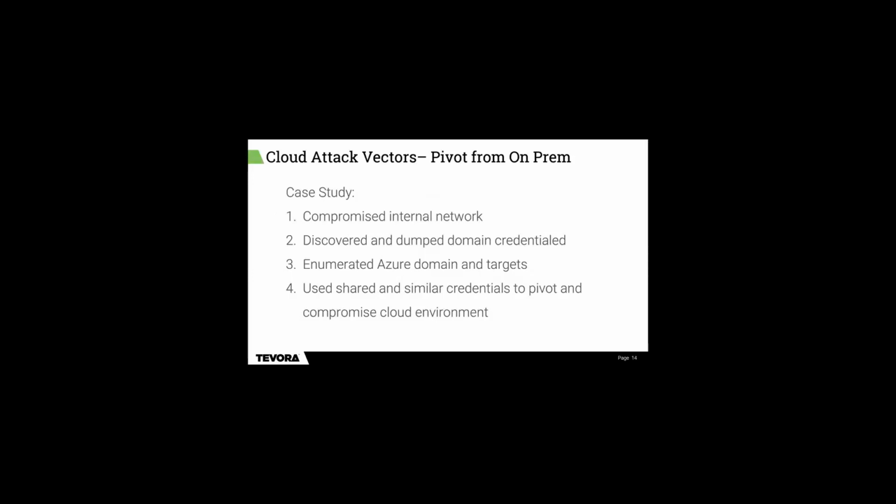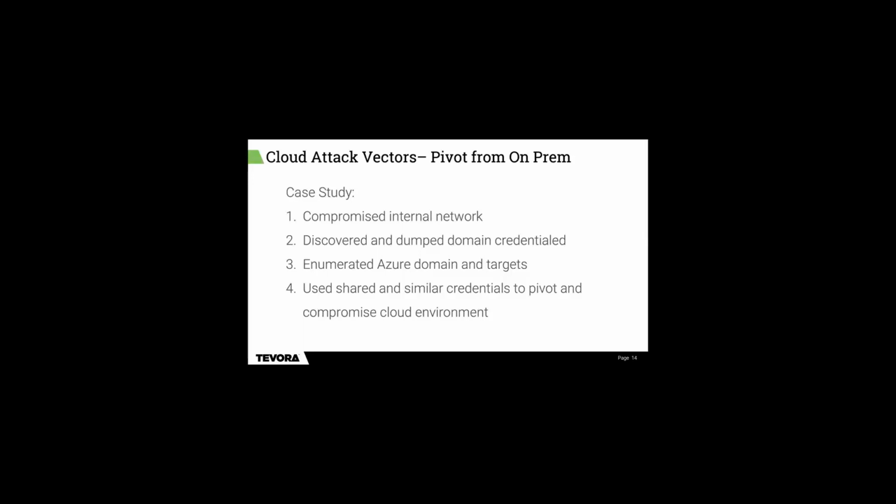So we have a case study I'll talk about here. Obviously the first step in this attack approach of going from on-prem to the cloud environment is compromising the internal network, and there are several ways that this can happen. It could happen through phishing. We've done it by exploiting a web server on the external network, getting RCE and executing our payload that way. Or, on internal pen tests, you're given that internal access and you just find a way to exploit it.